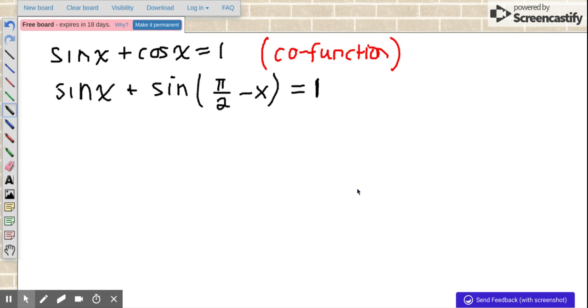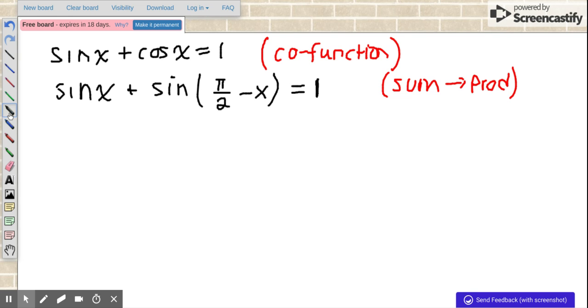Once we have this, now we do have two sines, but we have different angles. If we have two sines that are added with different angles, then the one thing we can do is use the sum to product formulas. Sum to product. I'm going to invite you to go ahead and check on your sheet for what that formula is.